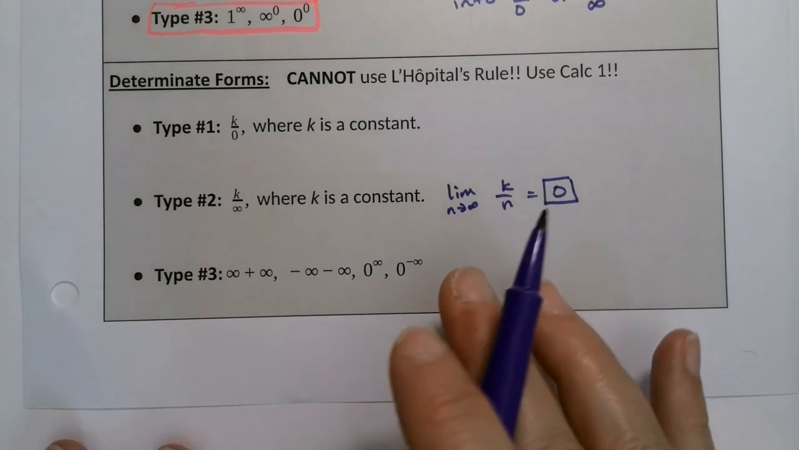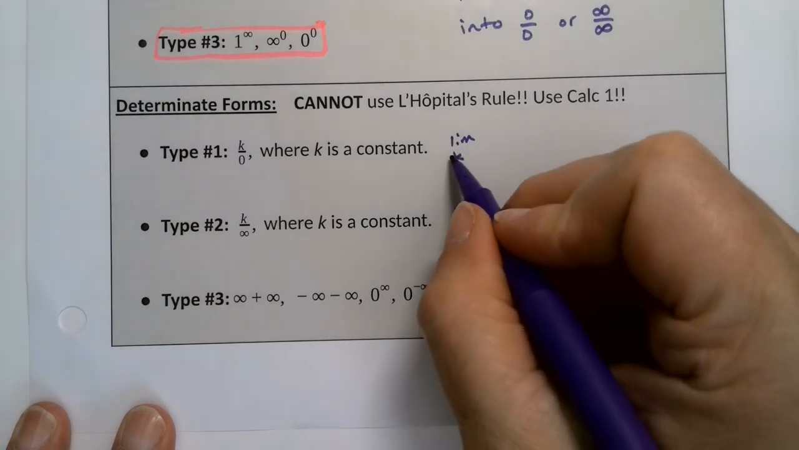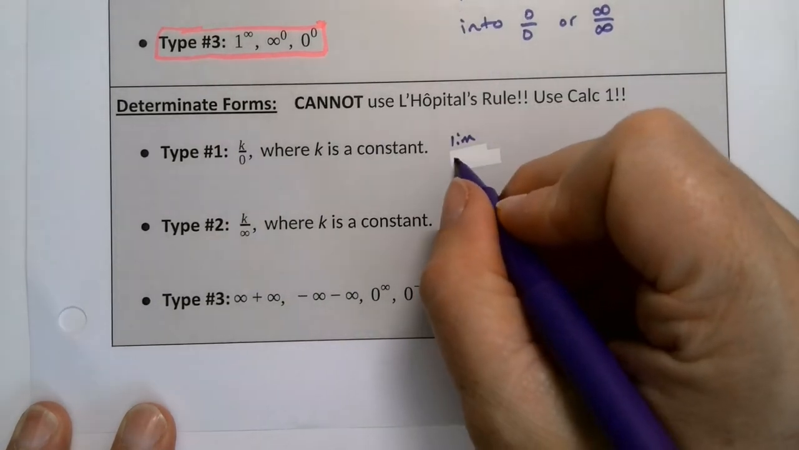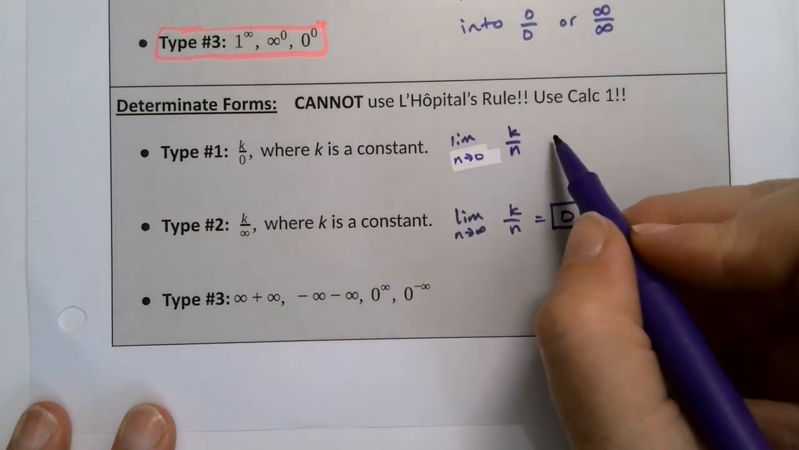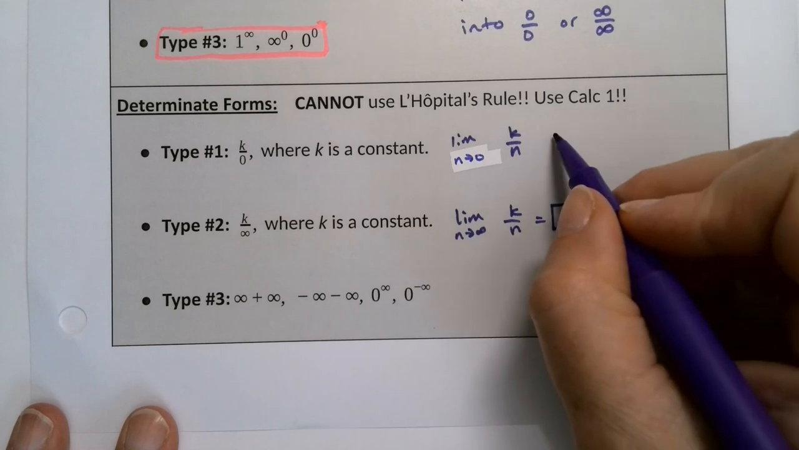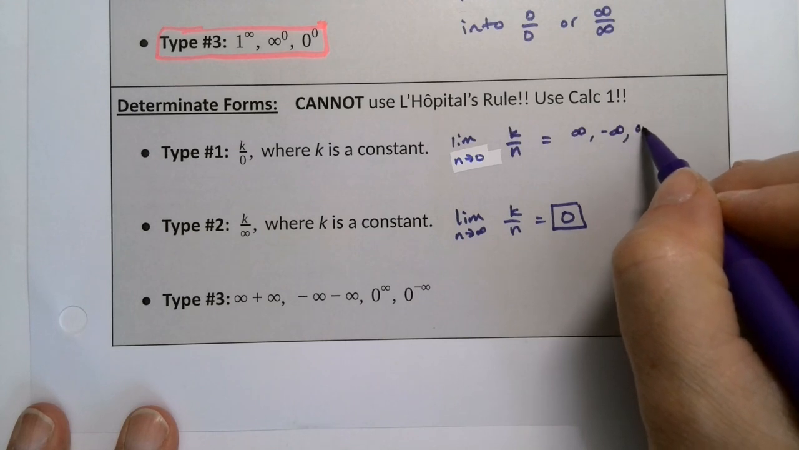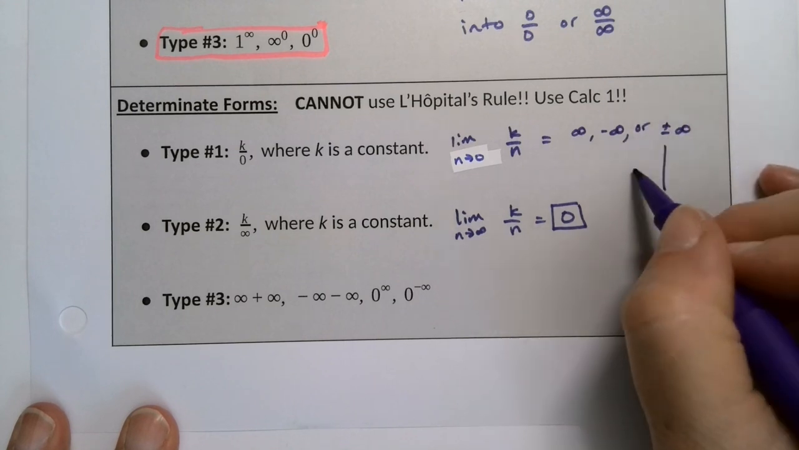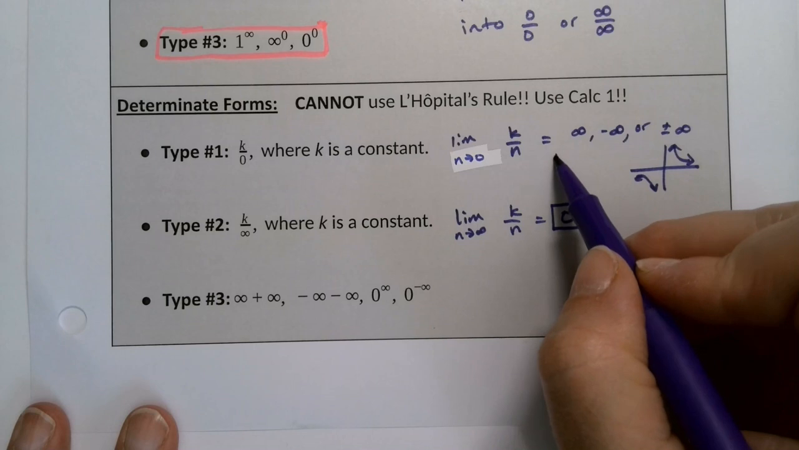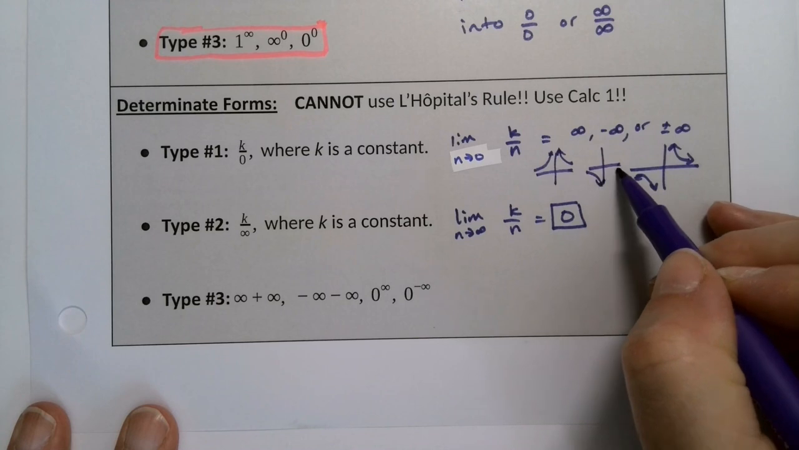Now, k over 0, well, that depends. Here, let me just say, as n goes to 0. I'm so sorry. Little typo. As n goes to 0 of k over n, the answer is it depends, right? But it's not indeterminate, right? So it could be plus or minus infinity. If you have a curve that's doing something like this, right, like that, that's possible. Or it could be doing something like this, that's possible. Or it could be something like this, right?